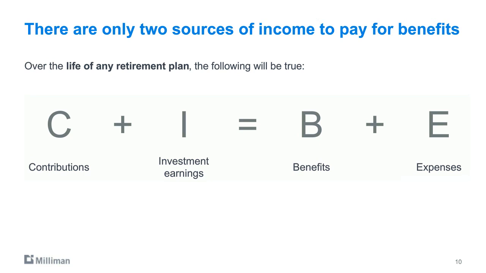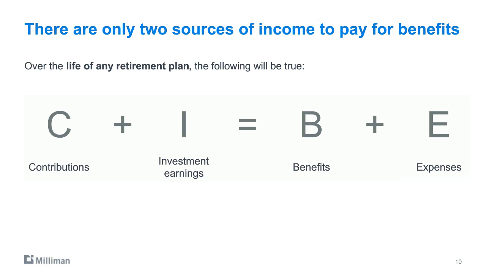Over the life of the plan, this equation will be true: the contributions plus the investment earnings have to equal the benefits plus the expenses to administer the plan. When we talk today about risks and how we allocate risks, we're going to refer back to this equation, because it's easy to get hung up in the accounting standards or the law, but at its core, you can't either make money or lose money in a pension plan. We're really stuck with those 2 sources to pay benefits from.